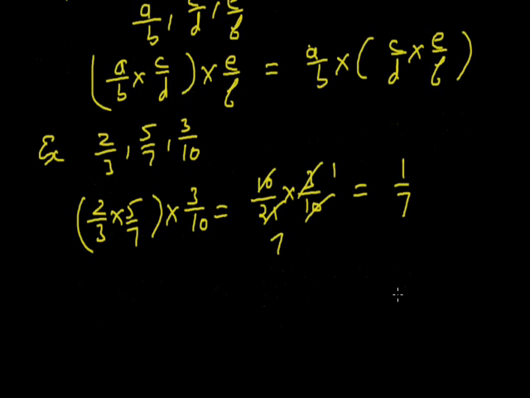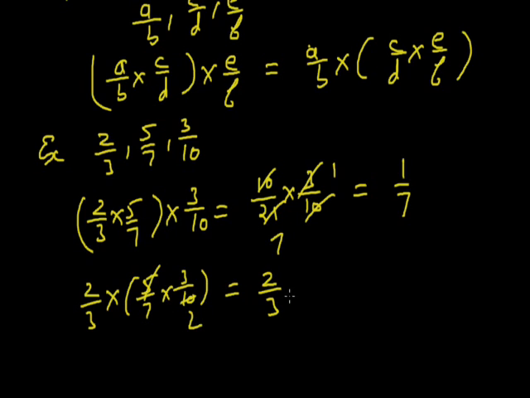Now let's see the different situation. Here we first multiply 5 by 7 with 3 by 10 and then the product of this is multiplied by 2 by 3. Let's see what happens. Now 5 by 7 is multiplied by 3 by 10. 5 and 10 get cancelled 2 times. So in the numerator we get 3 and in the denominator we have 7 into 2, that is 14. Now we simplify this expression. 3 and 3 get cancelled, and 2 and 14 cancel 7 times. So again I get the same answer, that is 1 by 7. So we can say that multiplication is associative.